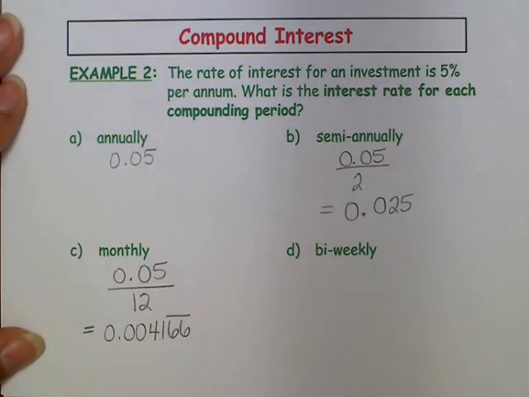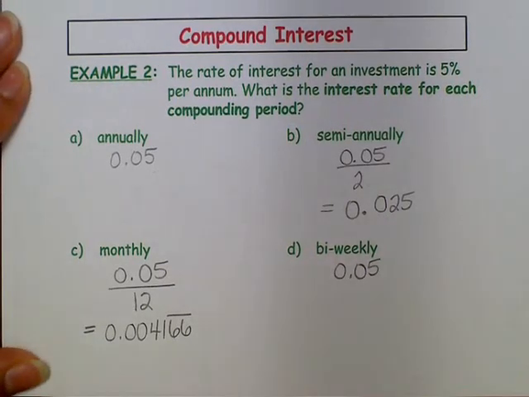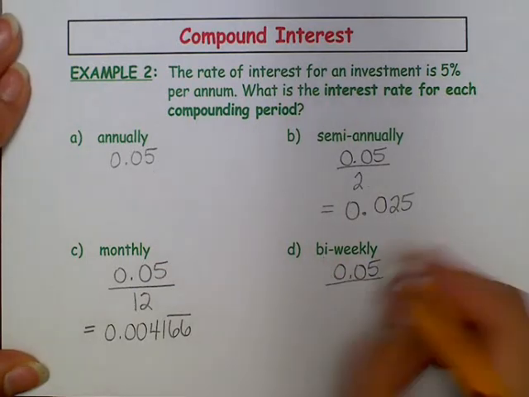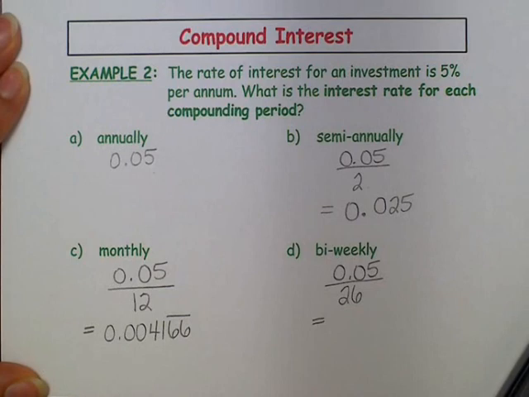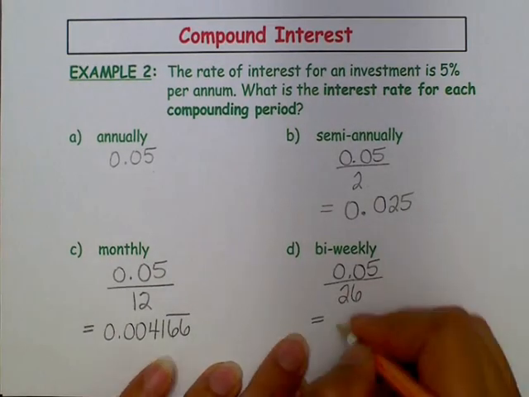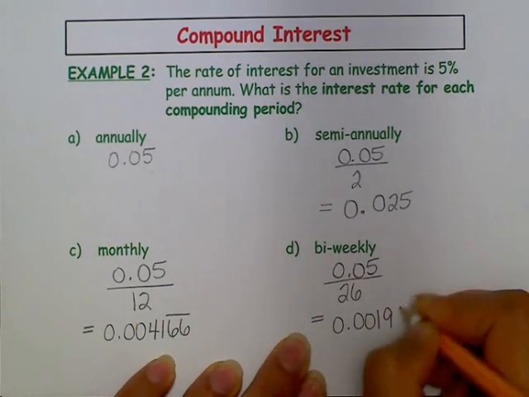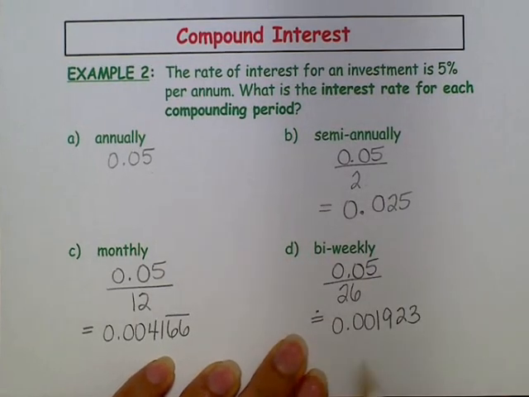Bi-weekly: again, you're earning 0.05 in interest on a yearly basis, but because you're earning interest bi-weekly, that means you're actually earning interest 26 times in a year. If I do this on the calculator, every other week I would earn approximately 0.001923 in interest. That's the amount of interest I would earn every other week, and over a span of a year it ends up accumulating to 5%.